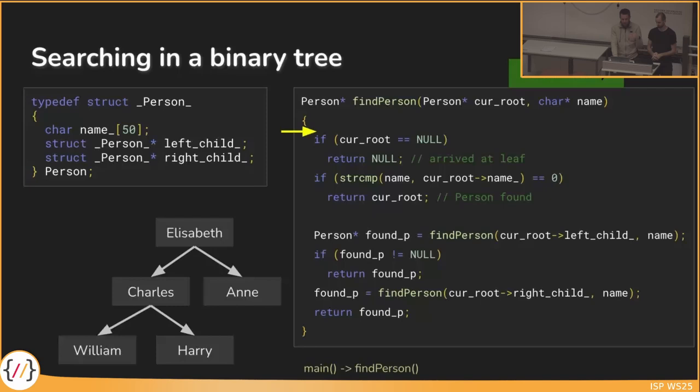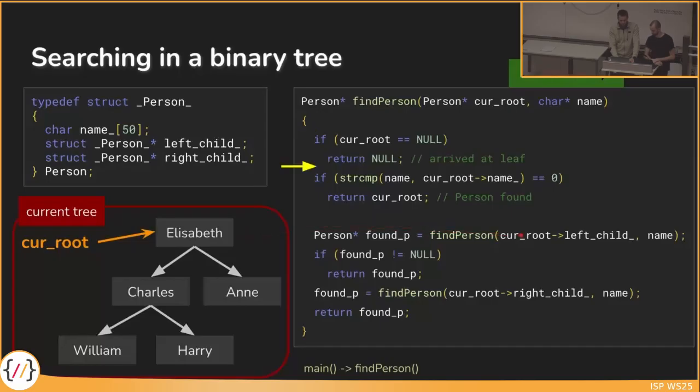The first one is we start here. One remark at this point is that below here we have the functions that we have just called as some kind of function stack. We start with main, and we now called find person with Elizabeth as root and Harry as the character pointer that we want to find. This is basically the start. Now the first check is whether our current root is null. Our current root, as we mentioned, is Elizabeth, so this is not null.